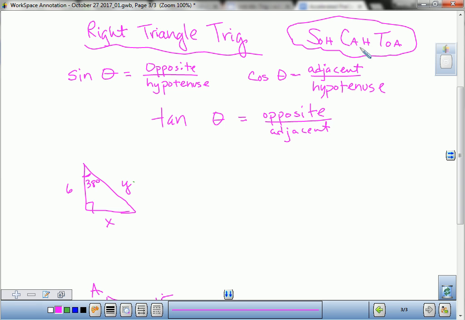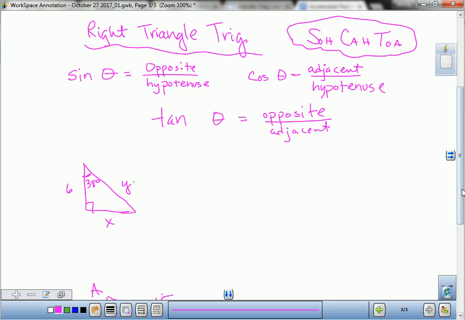That's the TOA part. And those of you that are in physics, have you used the TOA part? Yes. The tangent does have a lot of application purposes because those measurements are easier to find at times than that hypotenuse. Okay, any questions on just the ratios themselves?